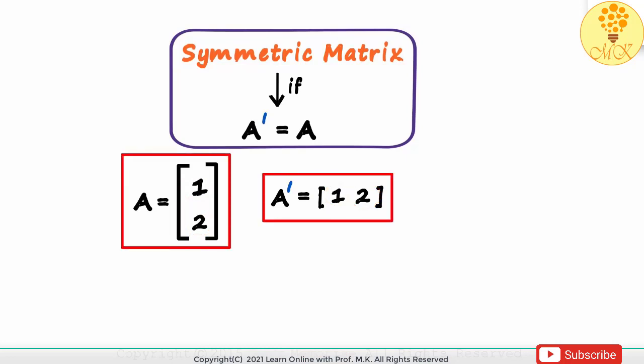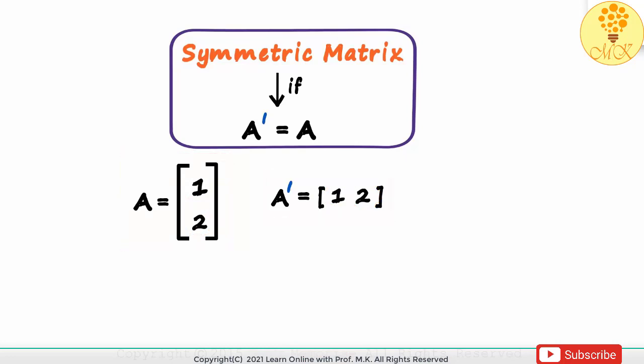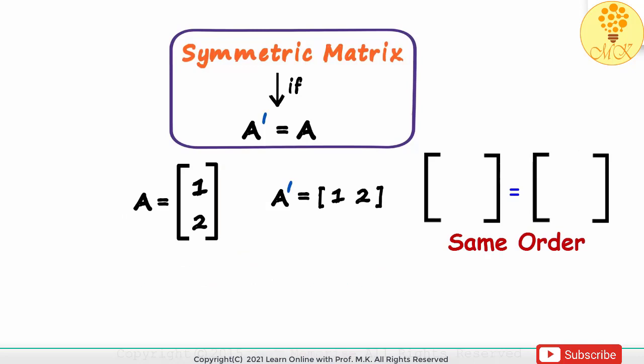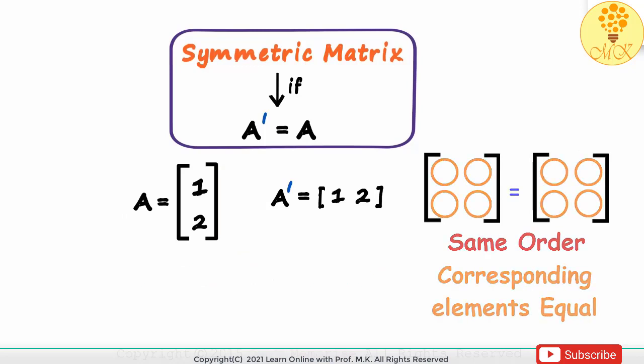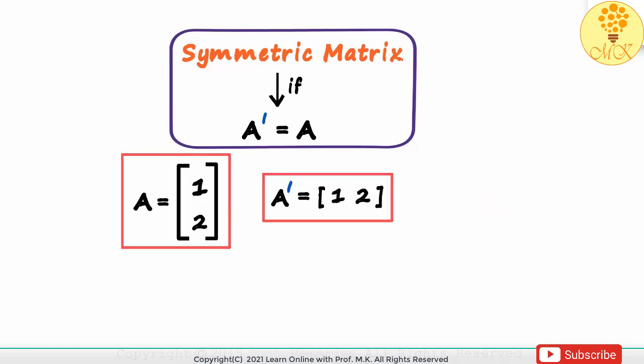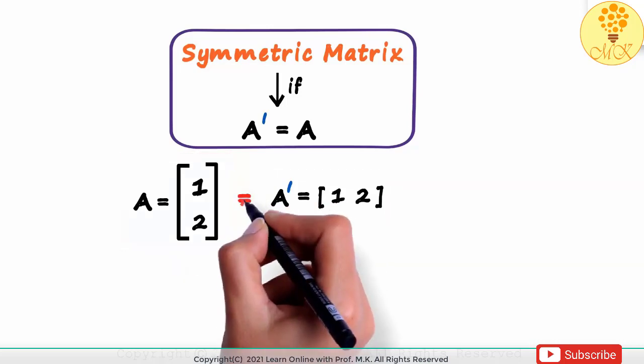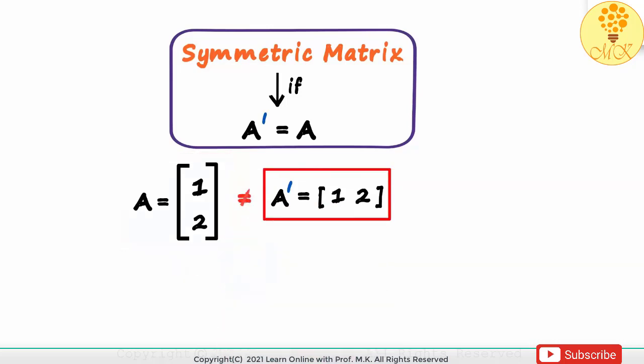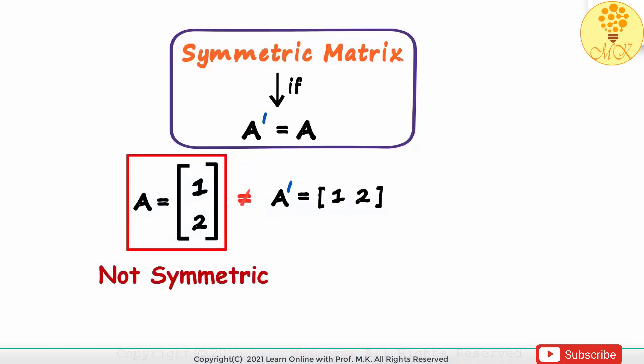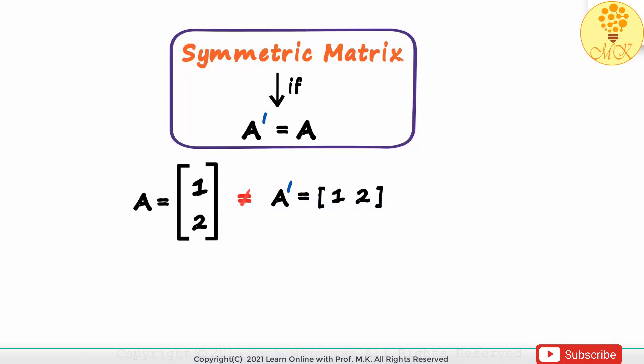Are they equal? When are two matrices equal? Do you remember equality of matrices? Two matrices are equal if they're of the same order and if their corresponding elements are equal. Here the orders are different. The order of A is 2 by 1 and that of A transpose is 1 by 2. They are not equal. Because A transpose is not equal to A, we say that A is not a symmetric matrix.